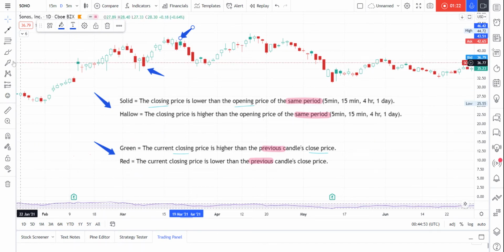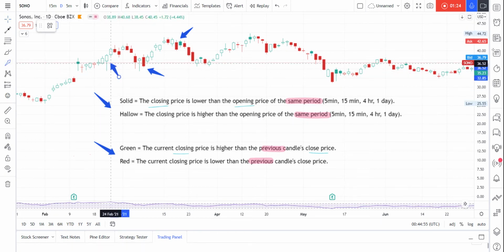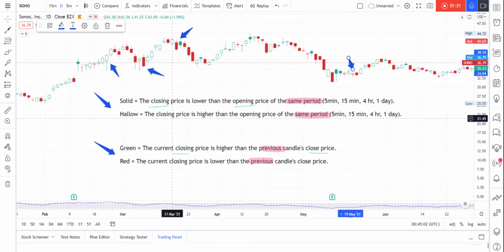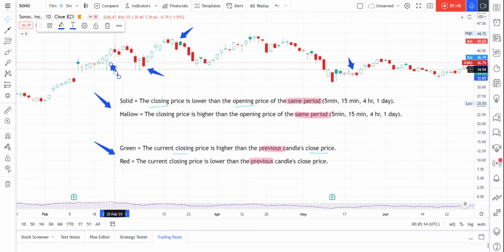If it's hollow, so we have hollow here, we have hollow here, no matter what color it is, it means the closing price is higher than the opening price in the same day. What about colors? Let's see.